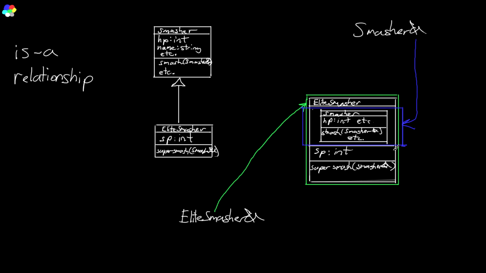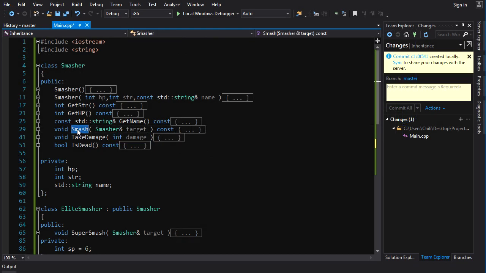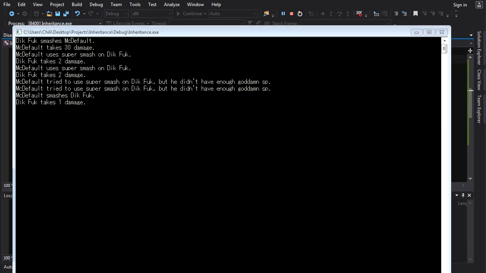And this ability to refer to a child type with a parent reference allows us to create functions that can work over a whole bunch of different types, as long as they all inherit from a common parent. For example, here the smash function works on any target that inherits from smasher, because it takes a reference to smasher.